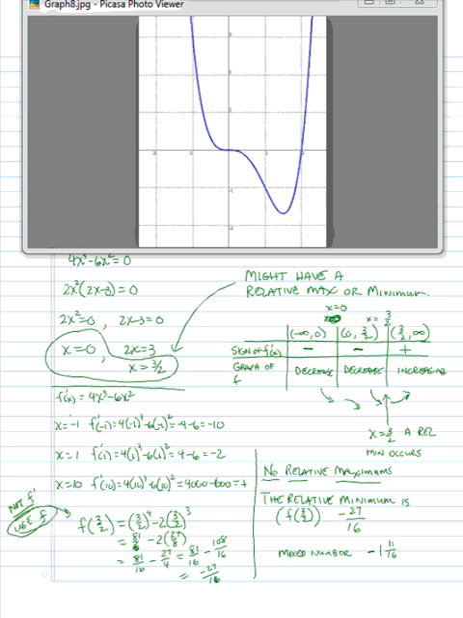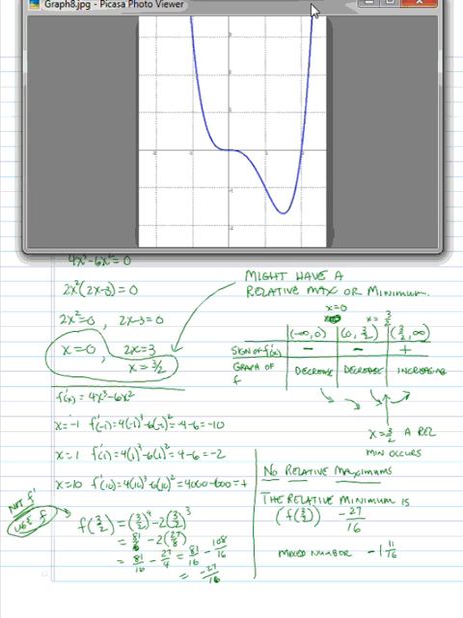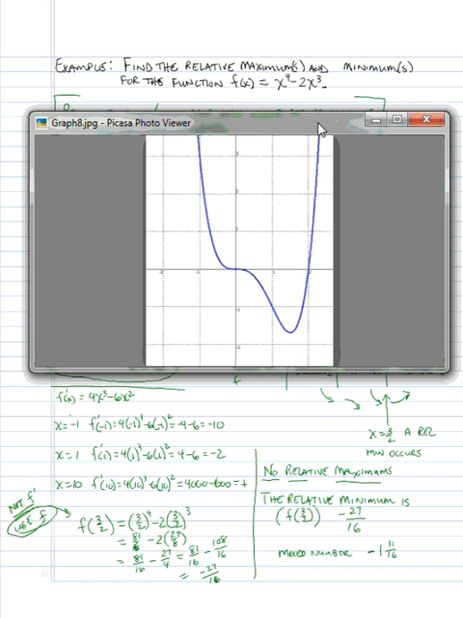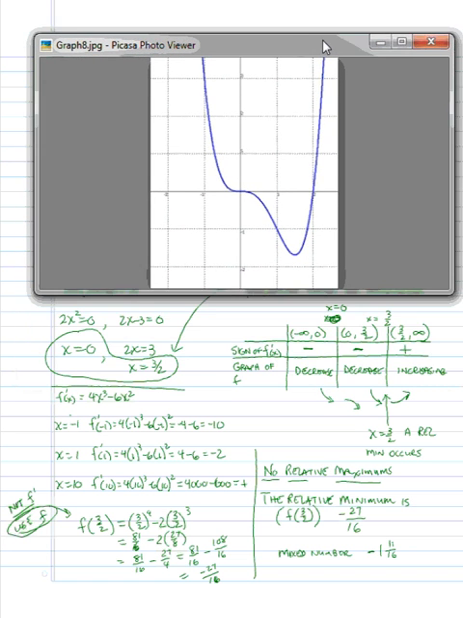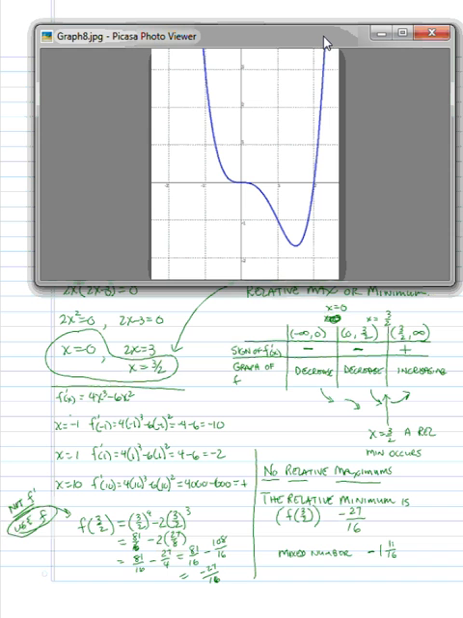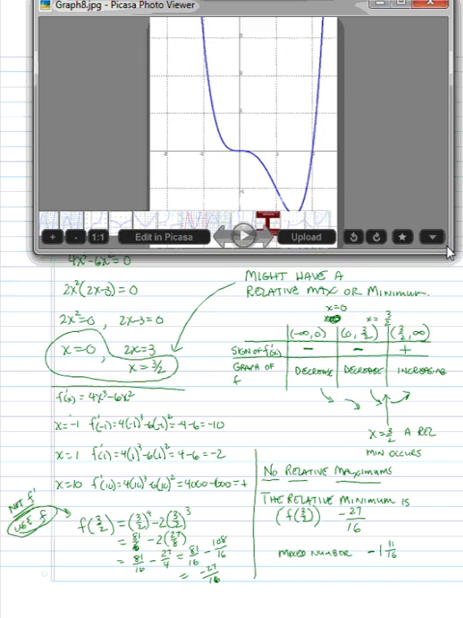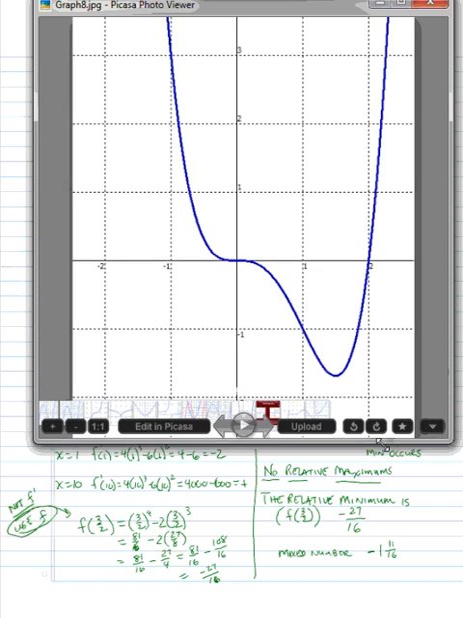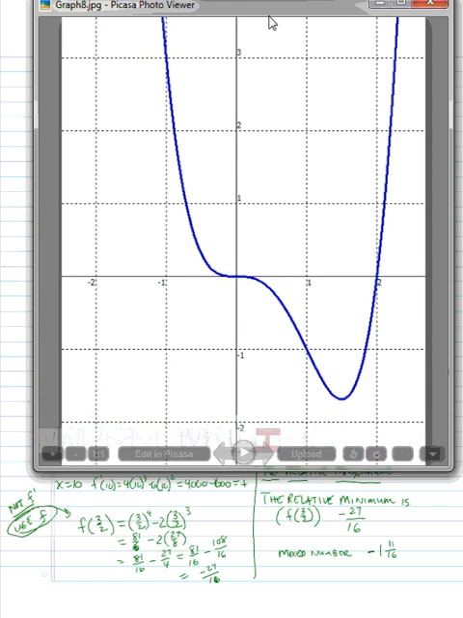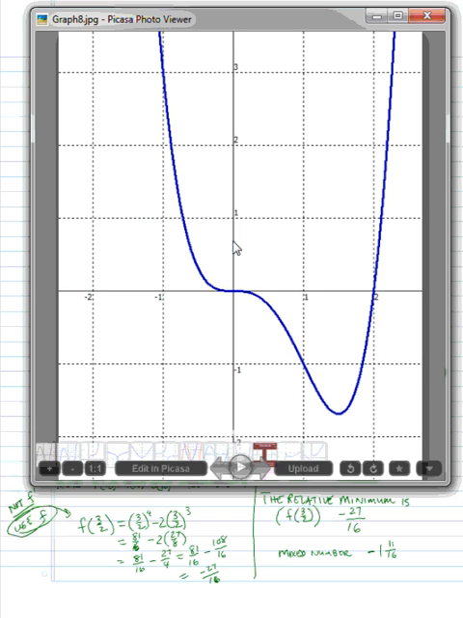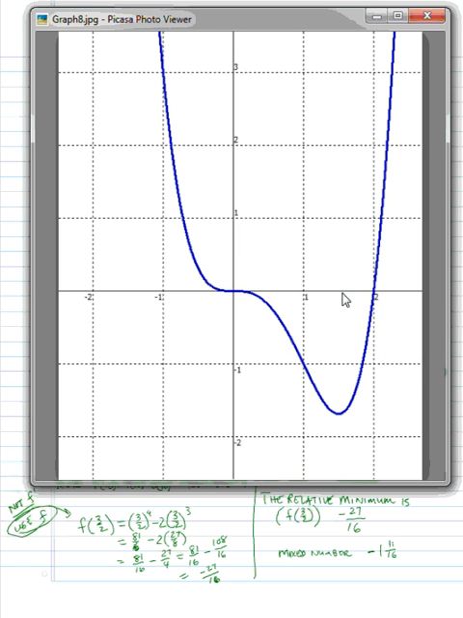Well, here we see the graph. I've got it miniaturized. So just to remind you, this is the graph of f of x equals x to the 4th minus 2x cubed. And we found two critical numbers, x equals 0 and x equals 3 halves, which is 1.5. Now, let's expand that so we can see it. x equals 0, of course, is this value, and x equals 3 halves, or 1.5, is this value.